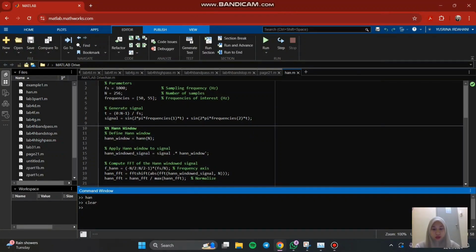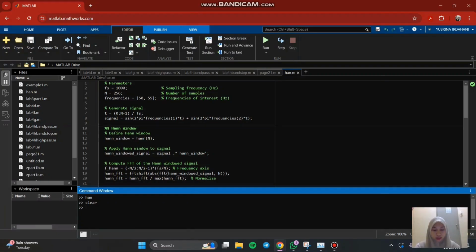B122310302. I'm going to demonstrate the use of the Hunt window to analyze a signal in both the frequency and time domain. First, we define some basic parameters. Here Fs is our sampling frequency, which is 1000 Hz. N is the number of samples, 256, and the frequencies specify the two frequencies that our signal will contain.